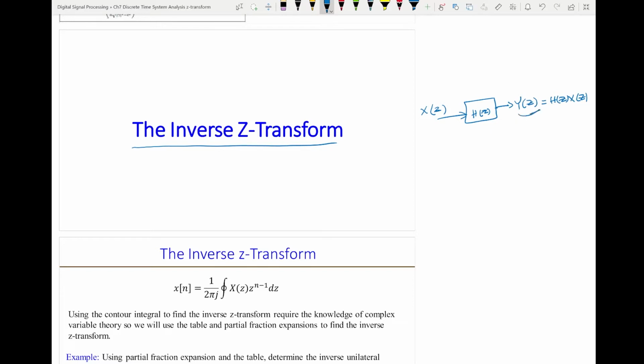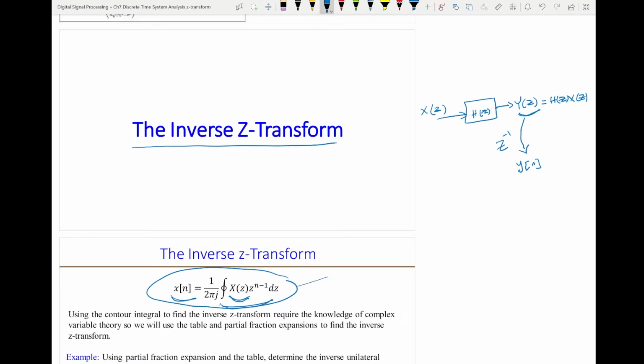But the output in this form, the Z domain, will not make sense to me in the sense of hearing it if it was a speech signal or seeing it if it was an image signal. So then we use the inverse Z transform to find y of n. Now the definition of the inverse Z transform is this equation, where you have the signal in the Z domain, you carry out these contour integrals, you find the signal in the discrete time domain.